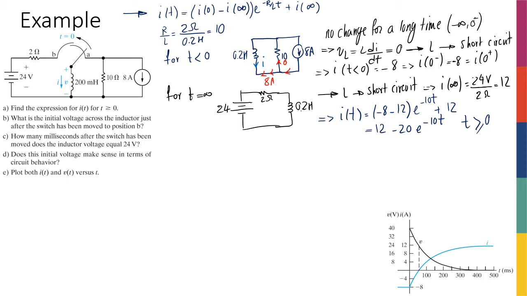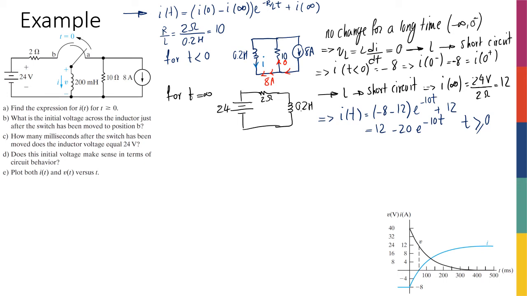Now, part B is asking me what is the initial voltage across the inductor just after the switch has been moved to position B. So this is one of the most common mistakes that really makes me disappointed when I'm marking your tests or quizzes, that I see that although I repeated this many times, people think that for finding the initial value of the voltage of an inductor, they just need to actually look at the before switching situation, right?